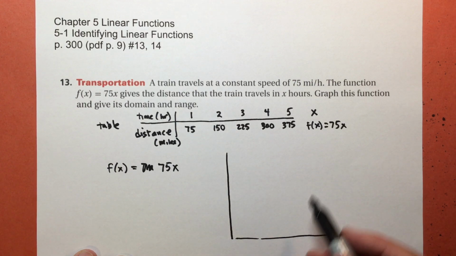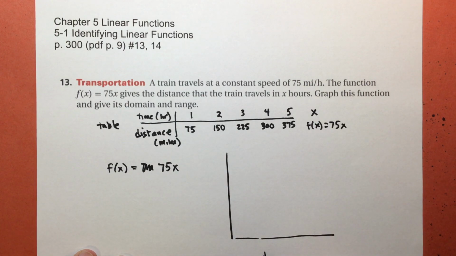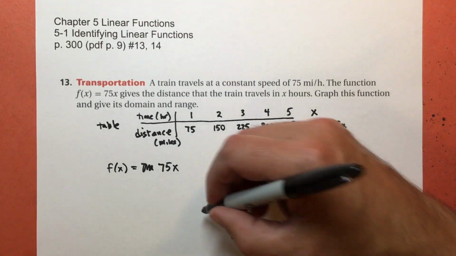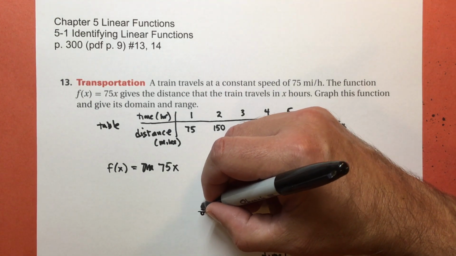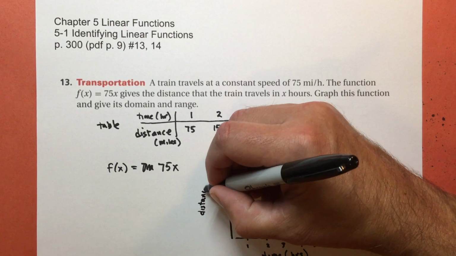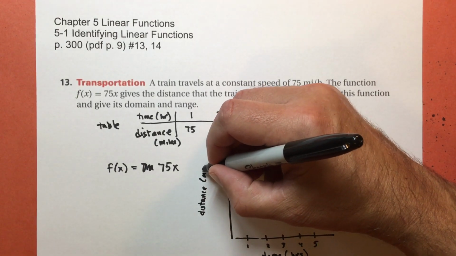Along the x-axis, I'm going to write time, using hours, not minutes or seconds or anything like that. And I'm going to go 1, 2, 3, 4, 5 hours. Now on my y-axis, my dependent variable, I'm going to write on the side distance, and that's measured in miles.